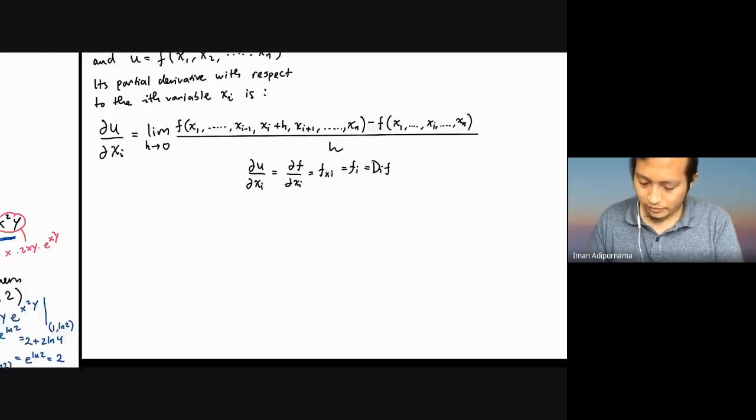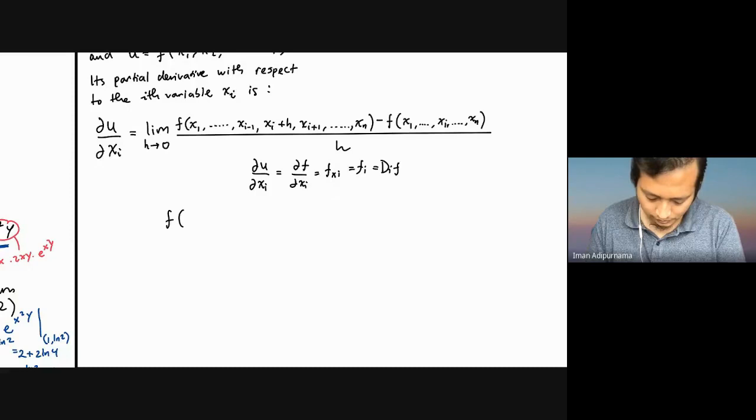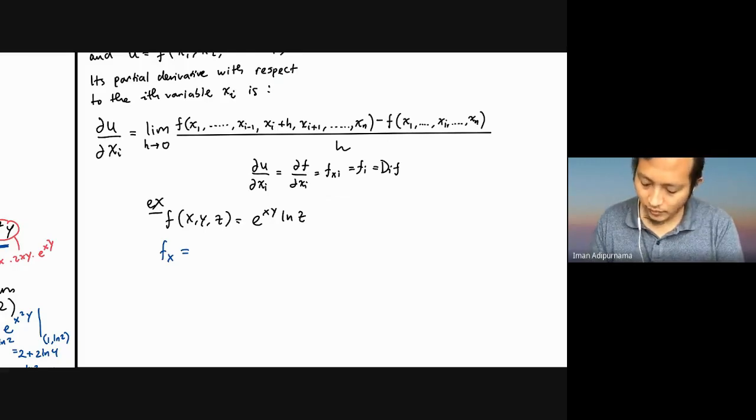And we can write this as, so if you have f(x, y, z), for example, this is e^(xy) ln z. So if you want to find the partial x, so x is here, right? So we can do that, just differentiating the e, and it will be y, and all the rest will be a constant, okay?